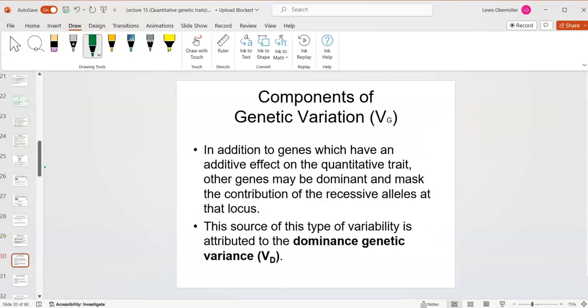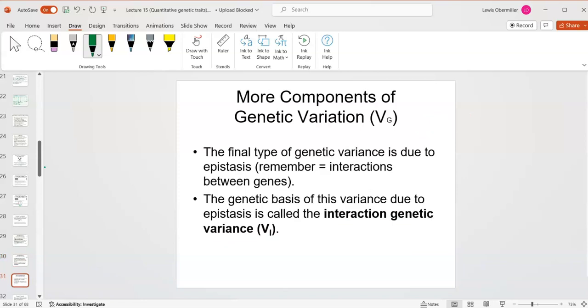Dominance. We talked about dominance, so we have VG equals the variance due to additive effects plus the variance due to dominant effects. And then we don't use E because E is environmental, so we use I for epistasis. So in the end, we get VG equals the additive variance plus the dominance variance plus the variance due to epistasis.